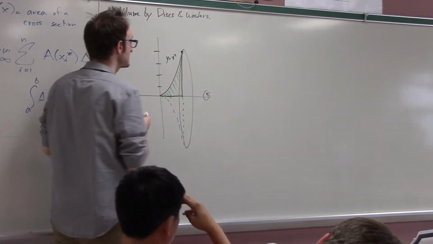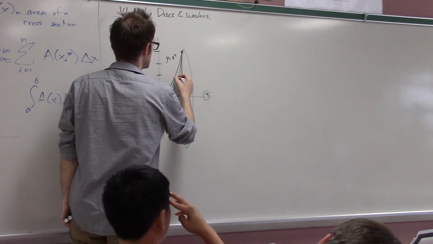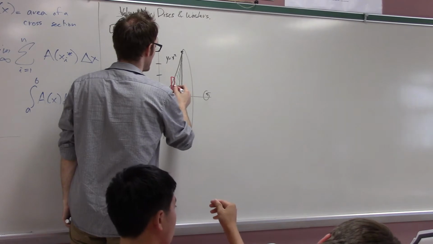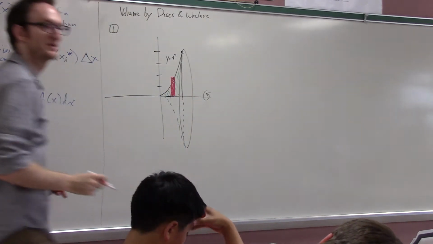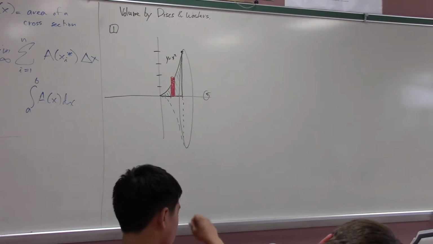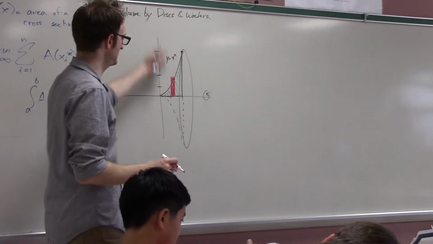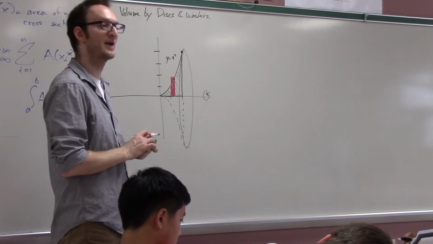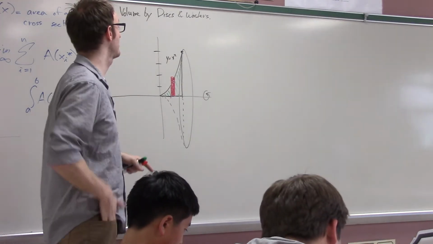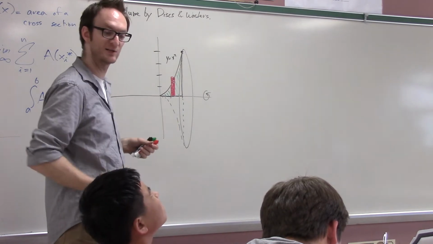Since we're going to slice it like that, we are going to take one little representative rectangle, which is why I insist that you draw a representative rectangle, and we are going to rotate that representative rectangle about the x-axis. The shape of one slice is going to be whatever happens when that representative rectangle gets rotated around. Follow?